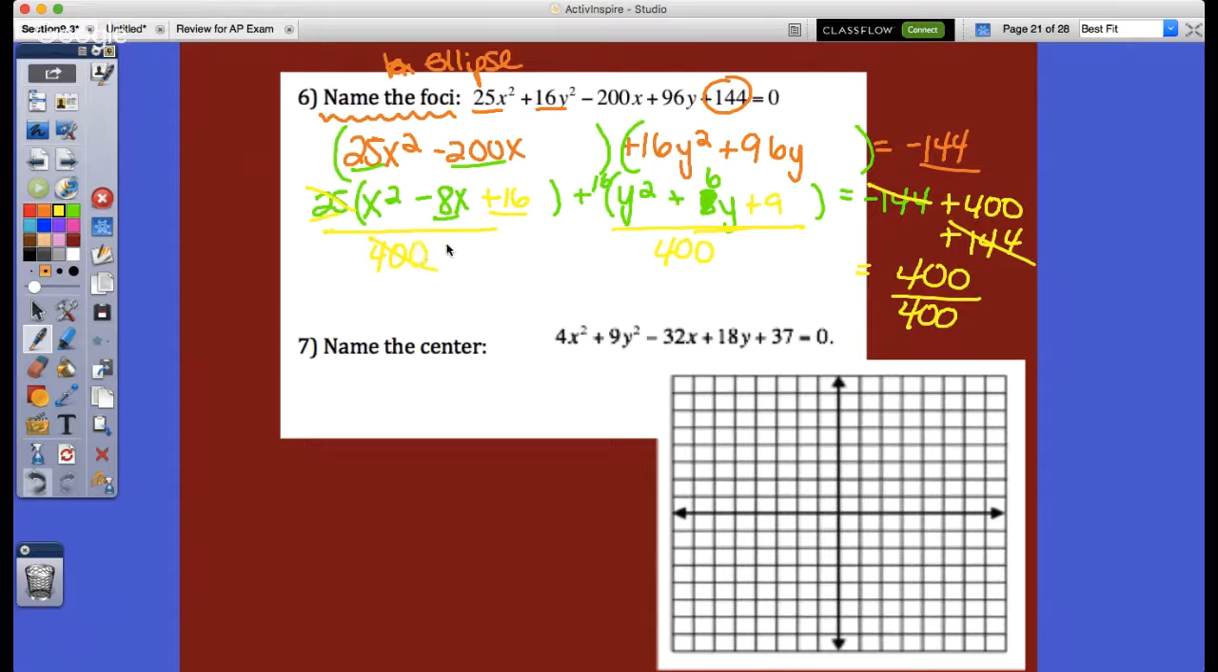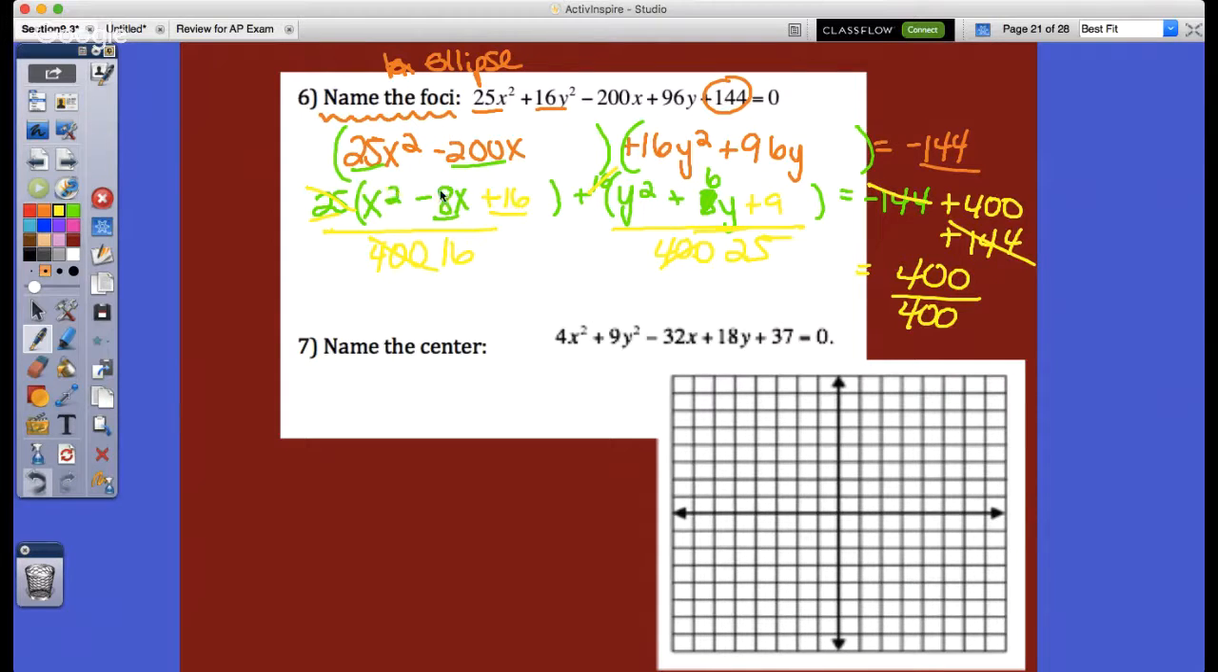25 goes into 400 16 times, okay? And 16 goes into 400, make sure. 400 divided by 16, that is 25 times. So we're going to put that there. Oh, that makes sense because they just flip-flopped.